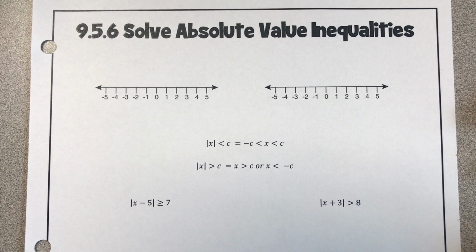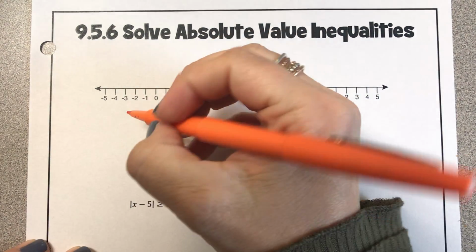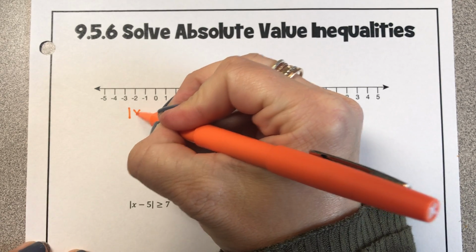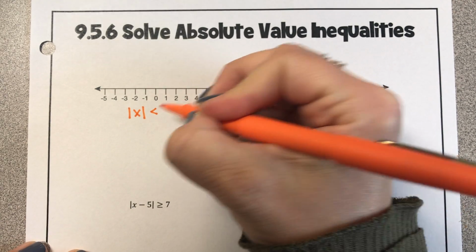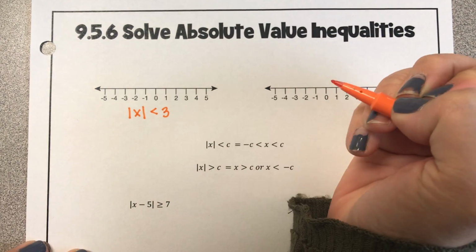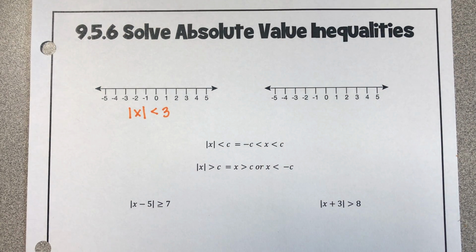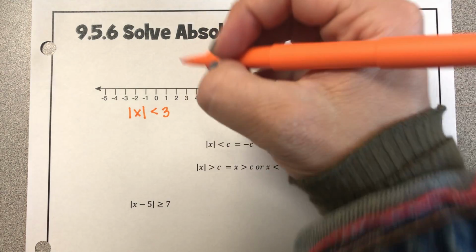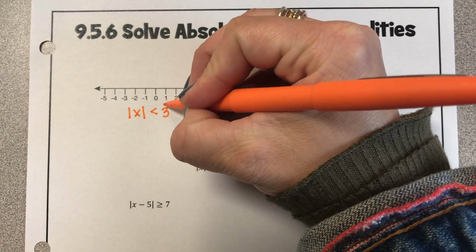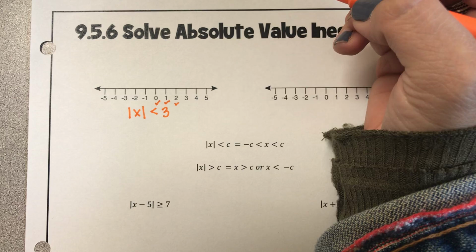Okay, today we're going to talk about absolute value inequalities. So let's just say that I told you that the absolute value of x was less than 3. Let's list out or think about what numbers have an absolute value of less than 3. Okay, so 2, 1, 0, right?